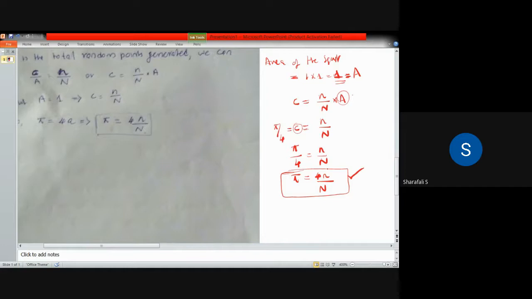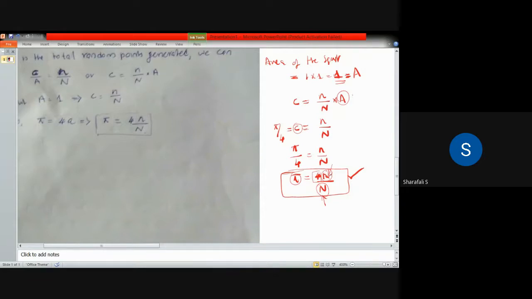So what we need is the number of points within that quarter of the circle. How many points are there? That is the small n. Then the total number of points within that square is capital N. If you divide n by N and multiply with 4, then you will get the value of pi.